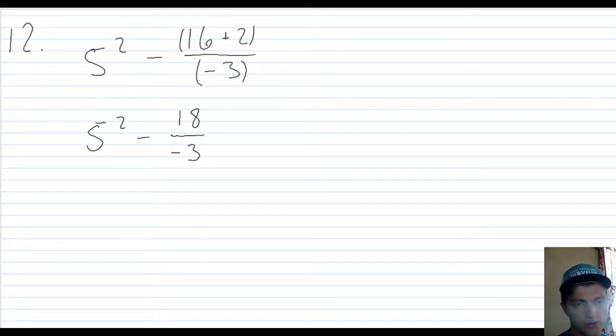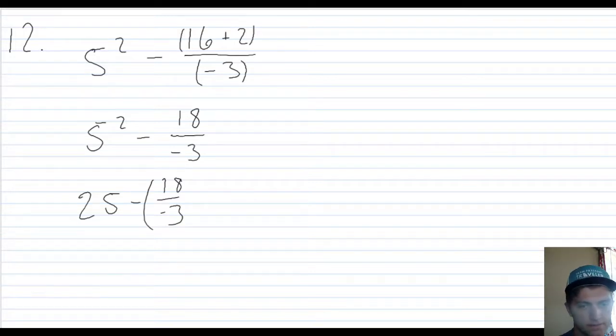5 times 5 is 25. 25 minus 18 over -3. And we can kind of treat this like we did before. Because we have two negatives touching, these technically cancel out. And we're left with a positive version of it. So plus 18 over 3.